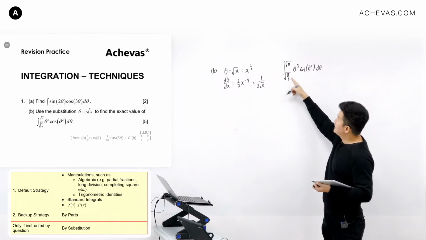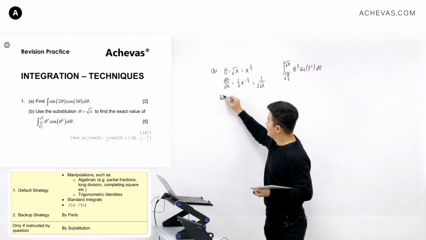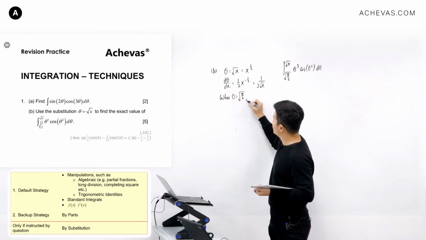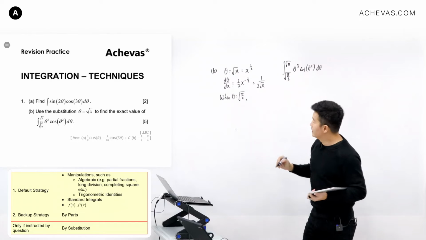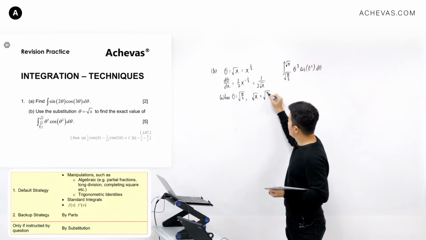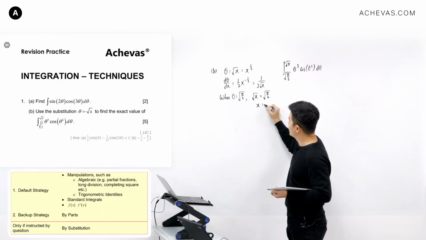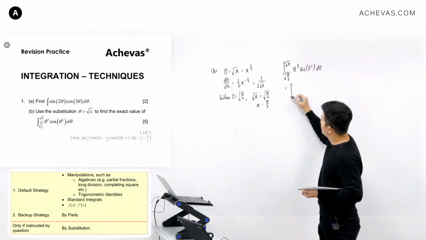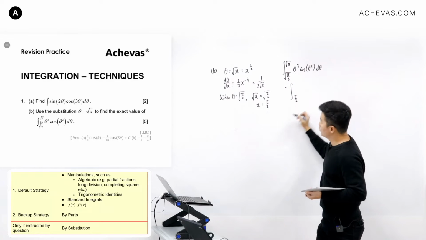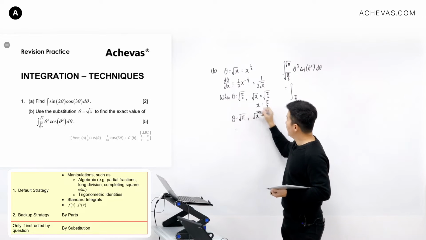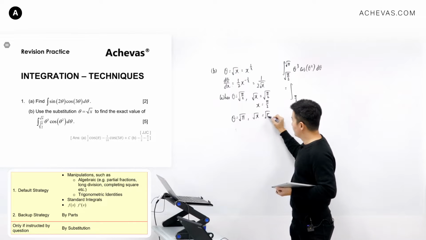And we need to replace this theta and this theta also, which means that when theta is equal to the lower limit here, square root of pi over 2, x is going to be equal to theta squared. So square root of x is equal to theta, which is square root of pi over 2. X is theta squared, so this is going to be equal to pi over 2. So if I rewrite this, this will become pi over 2. Similarly, when theta is equal to square root of pi, square root of x is equal to square root of pi. So x is equal to theta squared. This is equal to pi.